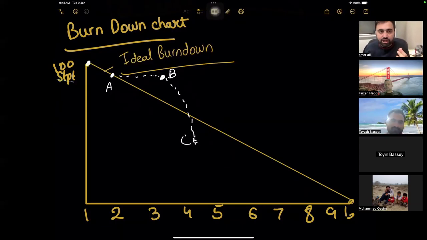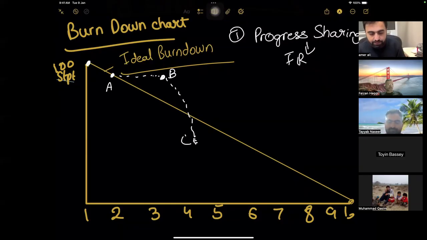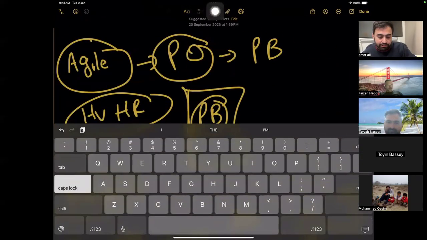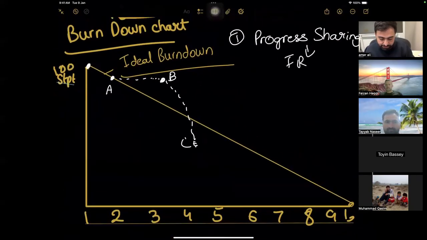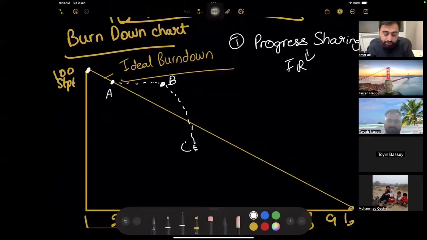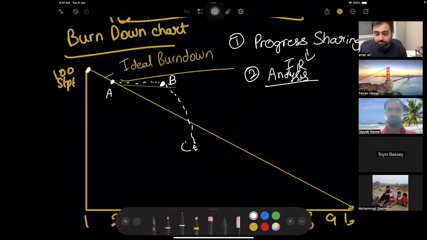A burn down or burn up chart shows you the progress. It's a progress sharing information radiator. It is a graphical representation as well as a graphical analysis chart. Now, I can measure at any time, am I ahead of schedule or behind schedule?